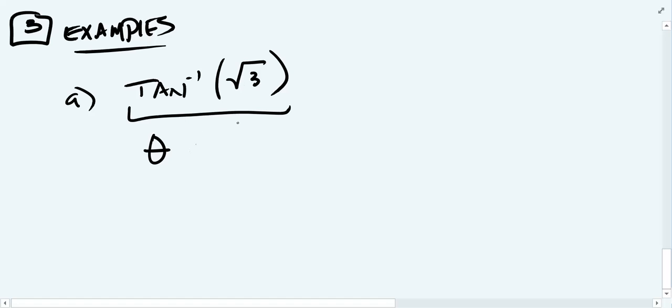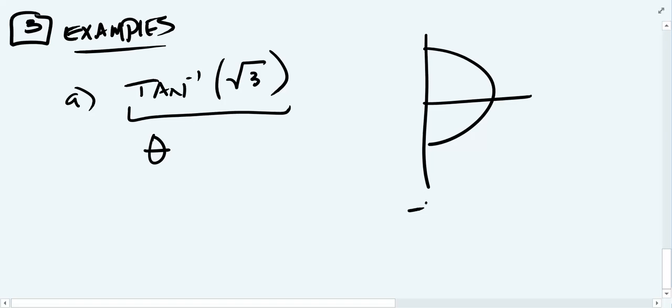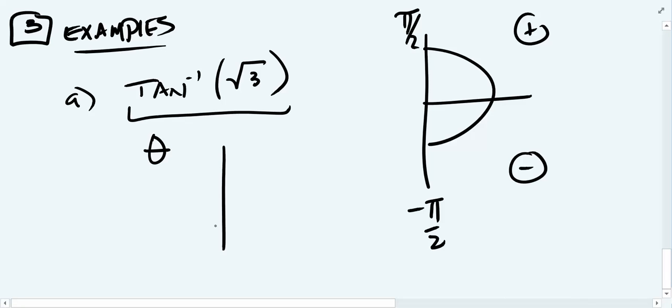Remember, for inverse tangent, it's the same exact picture. Negative pi over 2 to pi over 2, except we can't obviously have pi over 2 or negative pi over 2 because there's asymptotes there. So it's positive here, it's negative here. So what quadrant should I be in? I should be in the first quadrant, right? So I'm looking for, in the first quadrant, the angle whose tangent gives me radical 3. That means the ratio of y to x is radical 3. What angle would that be? That would equal pi over 3. Very good.